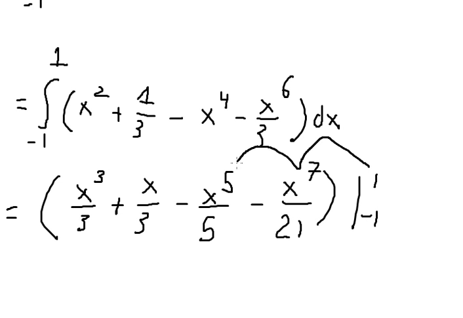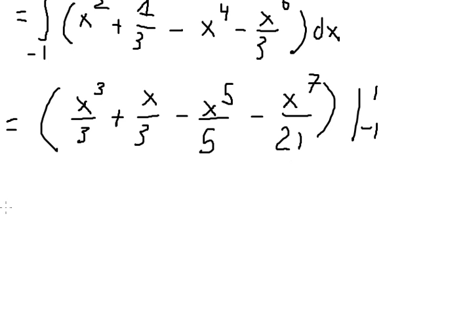So I will put 1 in here and negative 1 in here. And we have the final answer. You get 88 over 105.